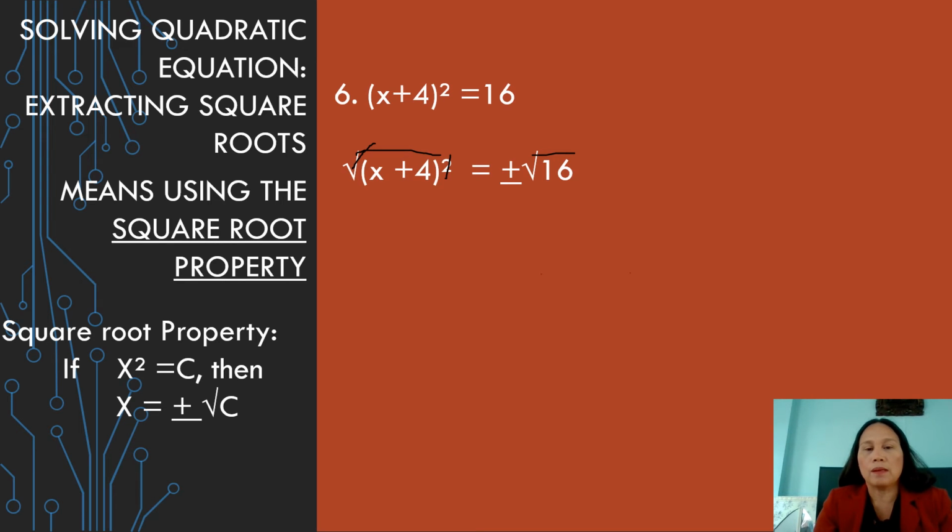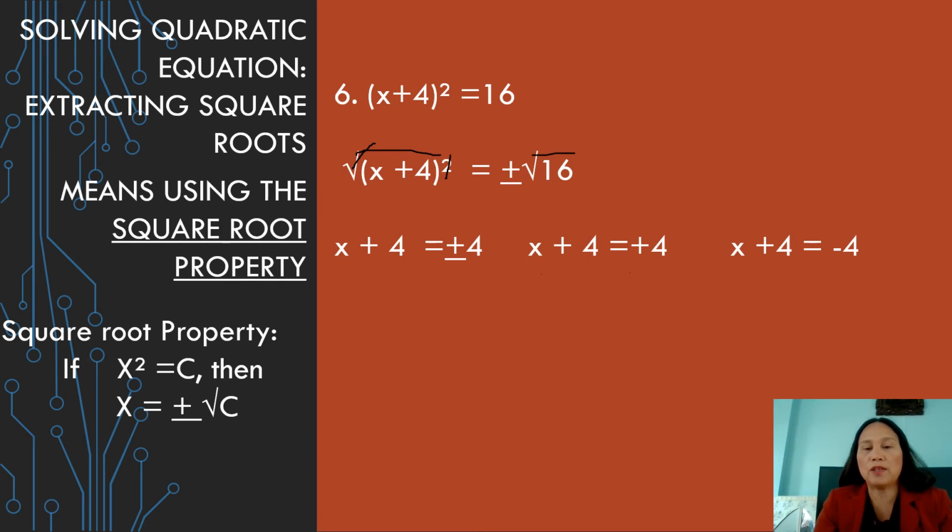Now, on this side we have x plus 4 is equal to, what is the square root of 16? Positive and negative 4. If we separate that, the first one is x plus 4 is equal to positive 4 and x plus 4 is equal to negative 4. And we are not done yet. We need to solve now for the value of x.